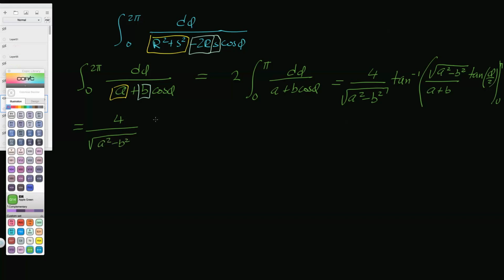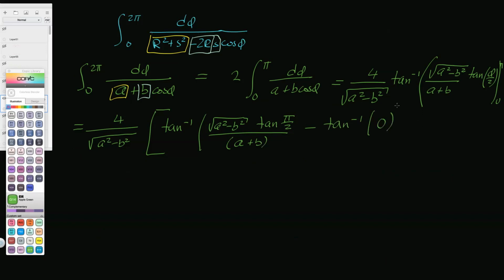Okay, now the limits here, we have the inverse tangent. I'm doing the first limit, which is pi. Square root of a squared minus b squared, and then tangent of pi over 2. Okay, don't freak out. I know tangent of pi over 2 is undefined. And then inverse tangent of 0, that's the next thing. Here we go, like this. Okay. You good with that? Inverse tangent of 0 is 0, so we're good with that. So it's only that first term we have to worry about.